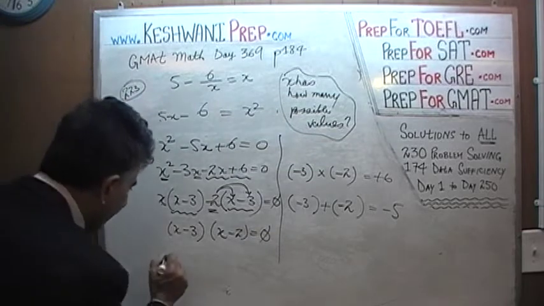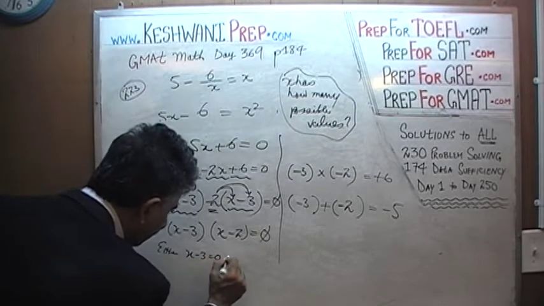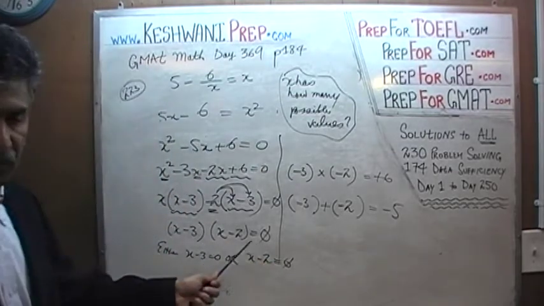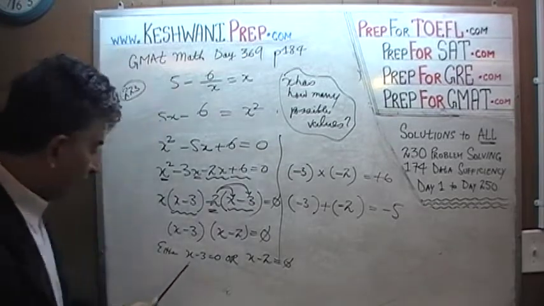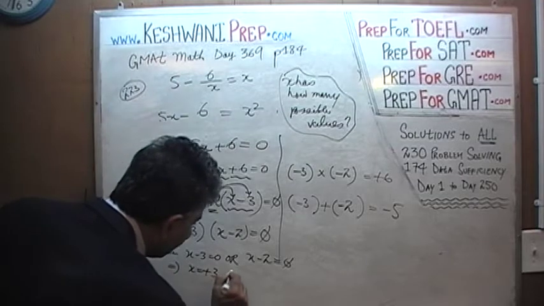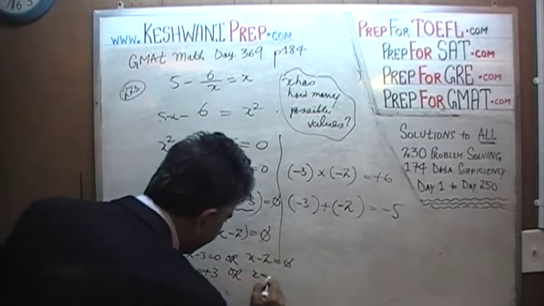Which tells us that either x minus 3 is equal to 0, or x minus 2 is equal to 0. Because the product is 0, which means one of these two quantities has to be 0, or perhaps they are both 0. If x minus 3 is equal to 0, that implies that x has to be positive 3. Or, if x minus 2 is equal to 0, that implies that x is equal to positive 2.